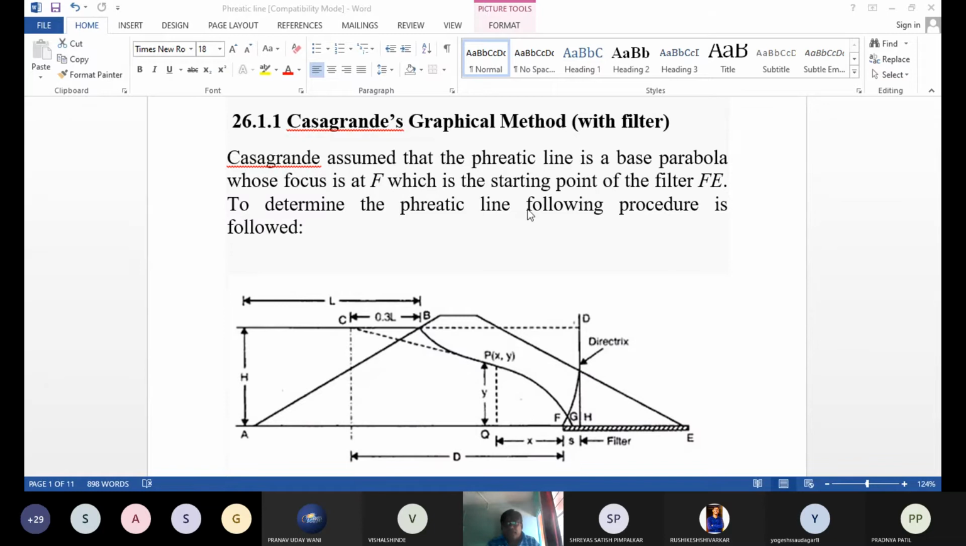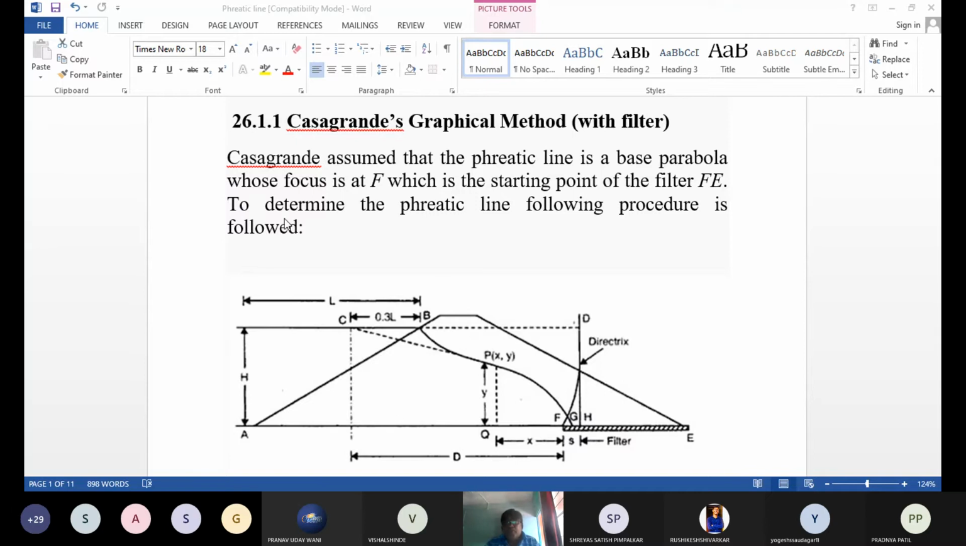So let us see how to draw it. The base parabola has its focus at the point F, which is the starting point of the filter. F is the point of the filter. If there is no filter, then the F point should not be located within the body of the dam. It should go away from the section of the dam. And in this case, for this F without filter, you need to consider exactly the two parts here.